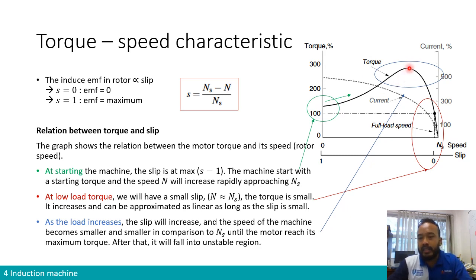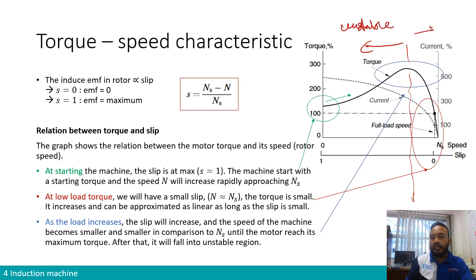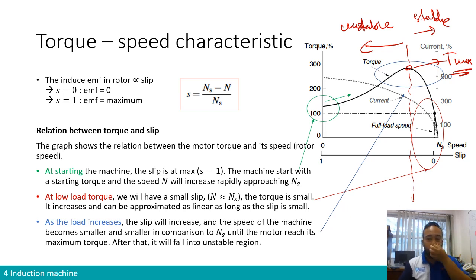After that, what's going to happen? If the load keeps on increasing beyond the maximum torque deliverable by the machine, it is going to fall into what we call the unstable region. So what is the unstable region? In the operation of induction machines, there are two regions. This region is what we call the unstable region. This region is what we call the stable region. So there is a maximum torque, T max, that you have to know you should not go beyond, so that your machine will not go into the unstable region.